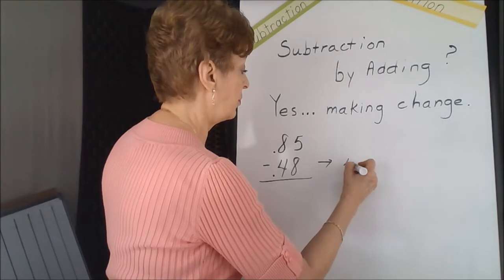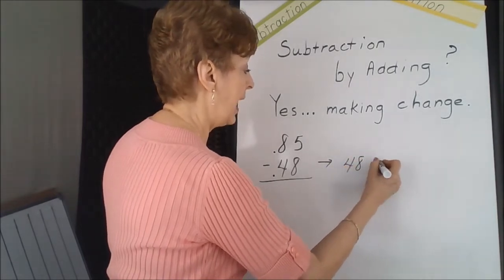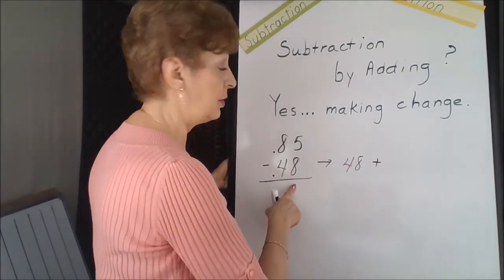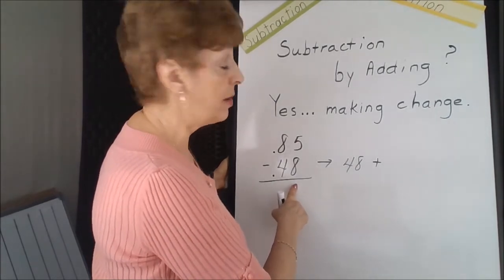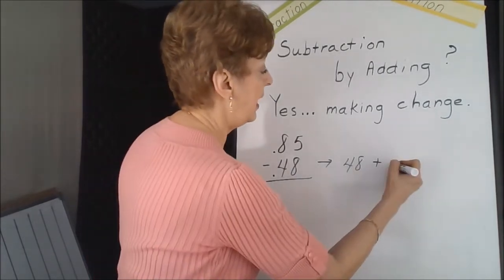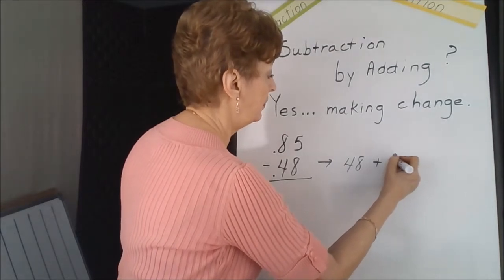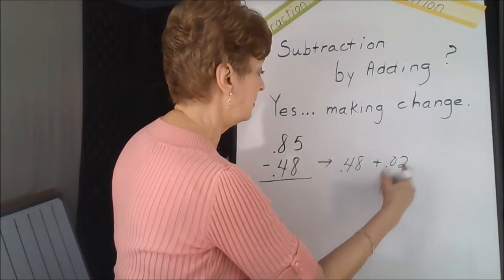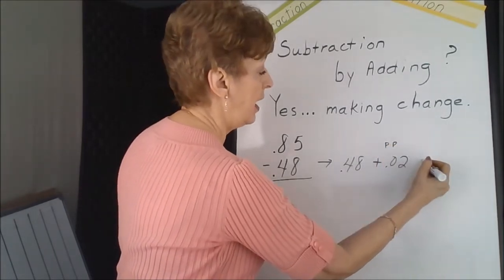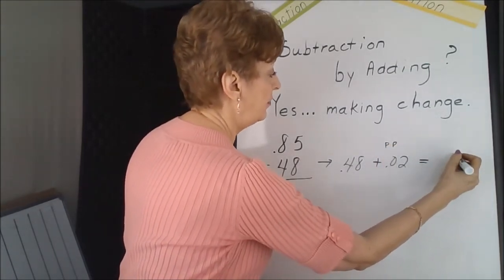We're going to take the 48 and add something to it to get to an easier number to work with, which is usually the zeroed number. So in this case, we would add 2. Remember, we're dealing with money here, so I use my decimals. 2 pennies. This is penny and penny. And we're going to get 50 cents.